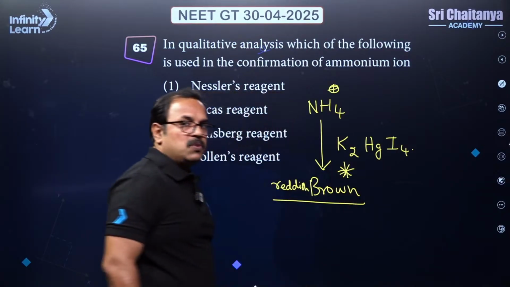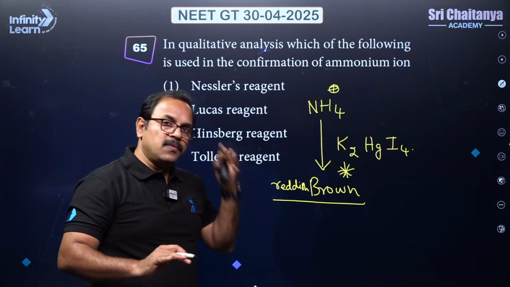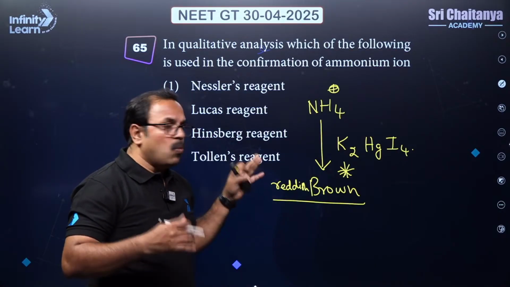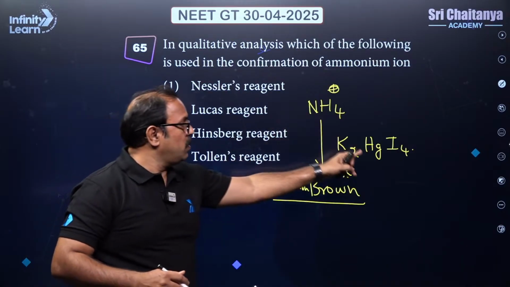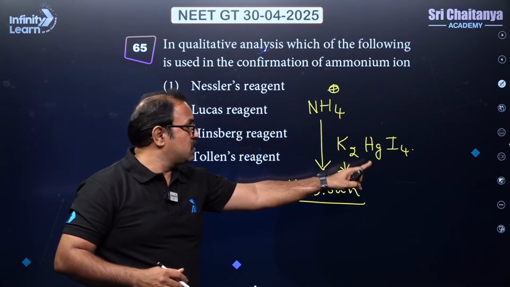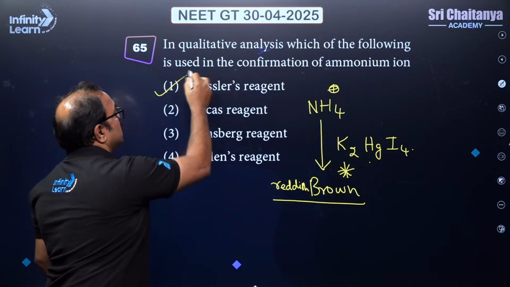In practical chemistry, remember the most important things, we need not go into more details. We know that ammonium ion can be detected with Nessler's reagent, K2HgI4. So the correct answer in this case is the first one.